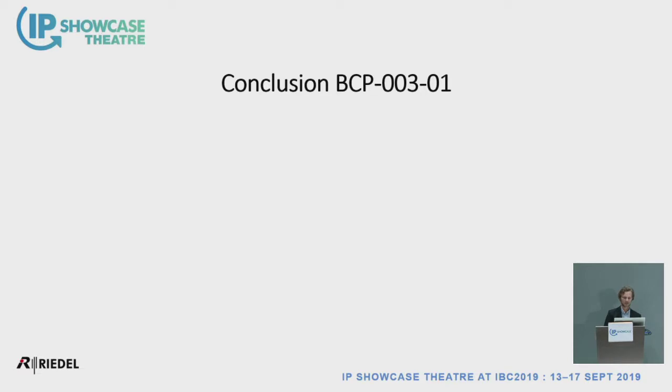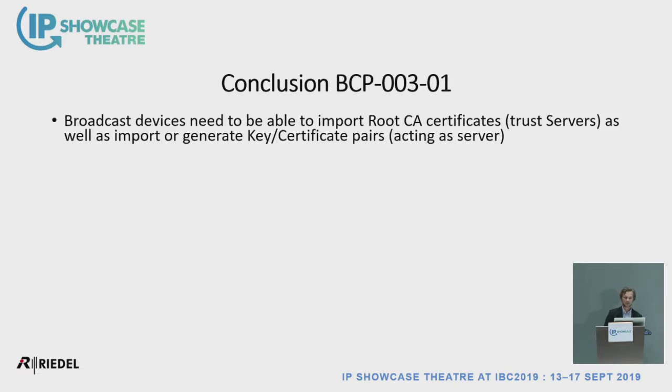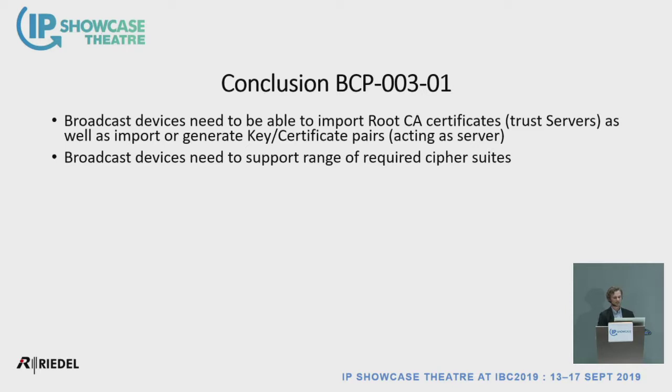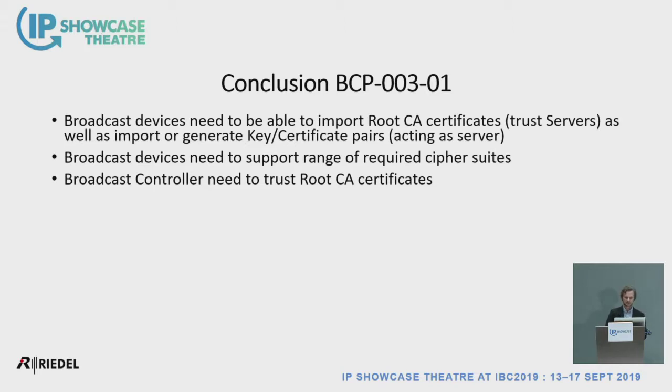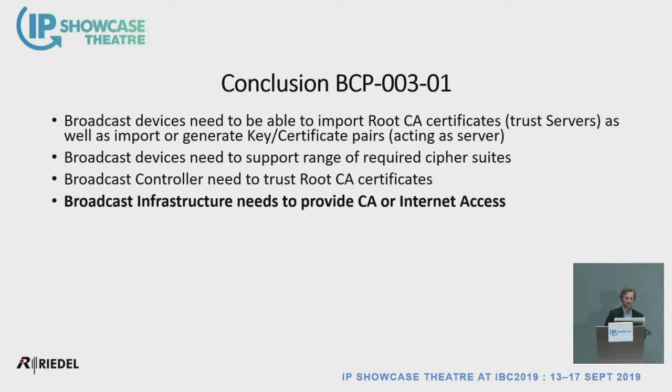So the conclusion bit here is broadcast devices need to be able to import root CA certificates from trust servers, as well as import or generate key certificate pairs to be able to encrypt messages. Broadcast devices need to support a range of required Cipher suites then. A broadcast controller needs to trust root CA certificates, so you also need to be able to import that in there. And you either have a local certification authority or you have internet access. So that's a larger topic there for broadcast structures.